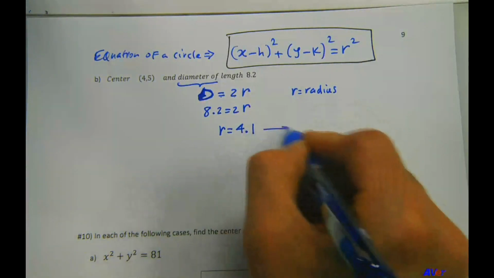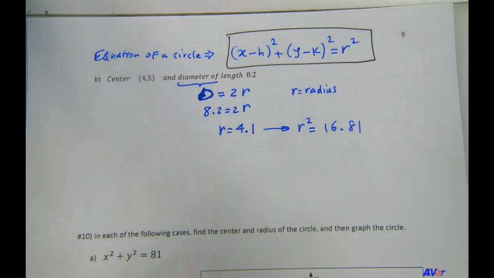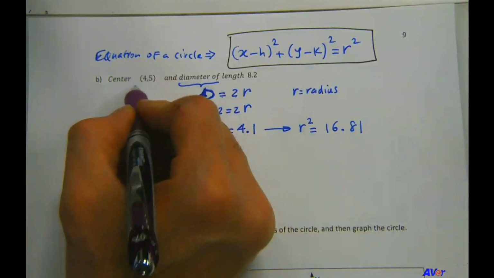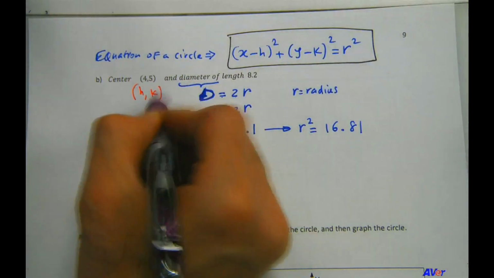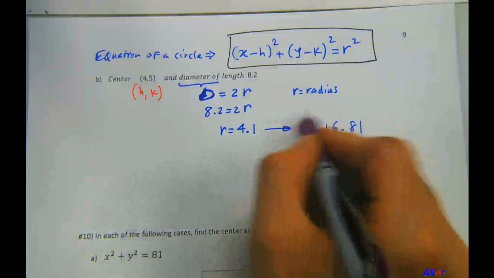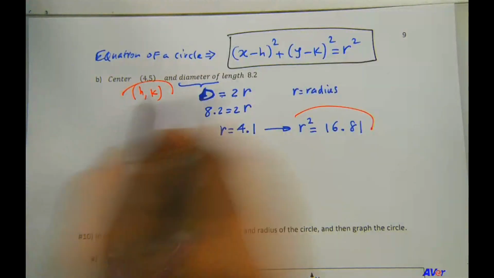Okay, therefore, r squared is 16.81 using the calculator. So where is our h comma k? This is our h comma k. H comma k is 4 comma 5. So we have the r squared, which we need. We have the h comma k, which we need.